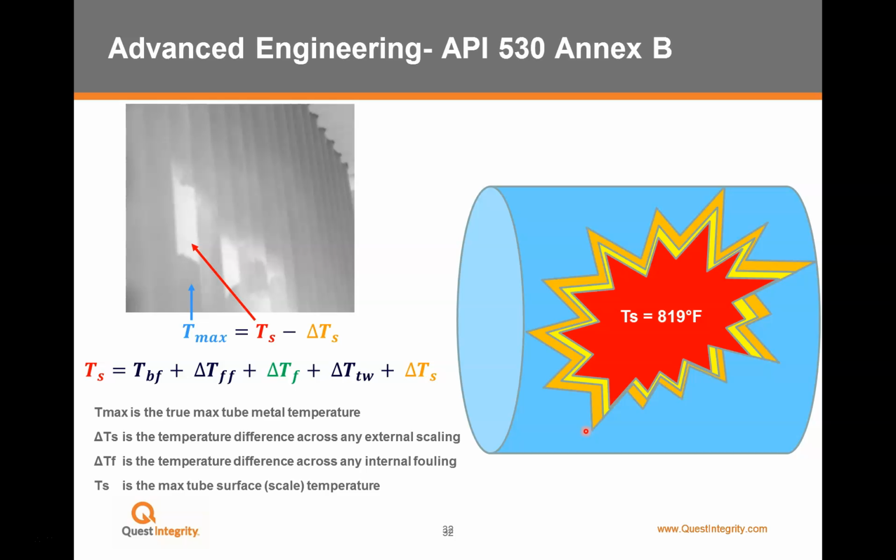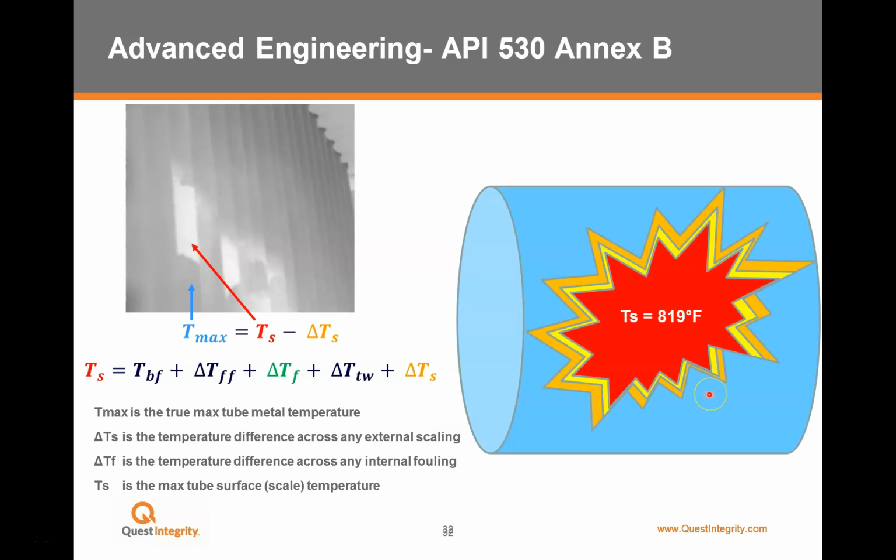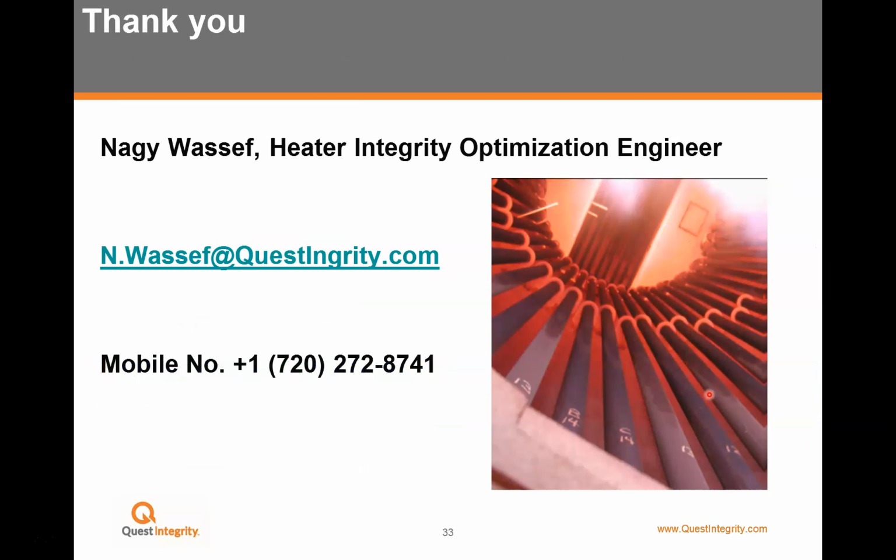In the end, what we're left with is a tube metal temperature of 819 degrees after correction. So you could see this difference between what the actual Tmax is versus what the corrected scale tube is. It's about 100 degrees. So what we do with the Annex B is we're actually able to correct temperatures that are on scale. In essence, we're able to provide a final temperature of 726 degrees.